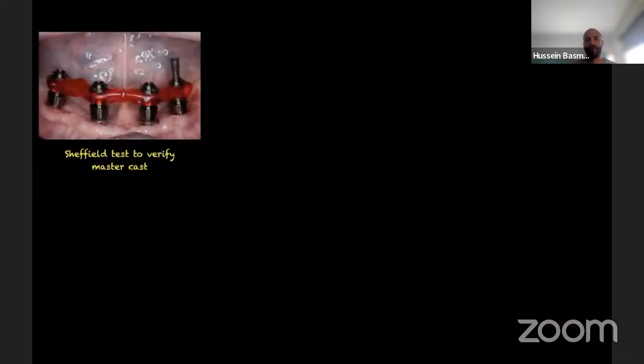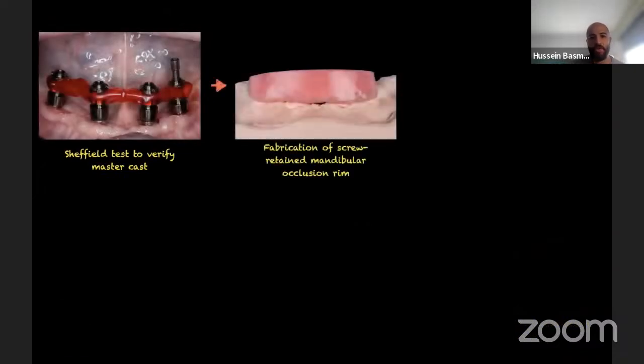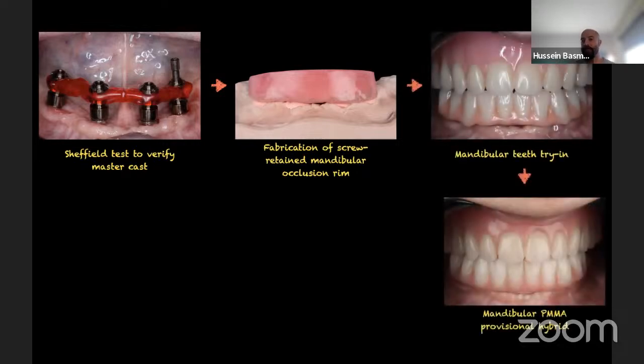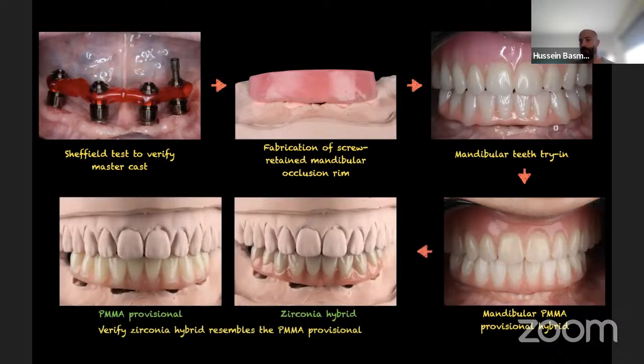And then after we place this in the patient's mouth, we make sure that we have a good passive fit on these cases. We fabricate the screw-retained occlusal rim, and then we try the teeth after we have checked the centric occlusion. We check the PMMA, which is basically a temporary, it helps us check, especially if we're going to go with a zirconia hybrid. And then this is the final prosthesis.